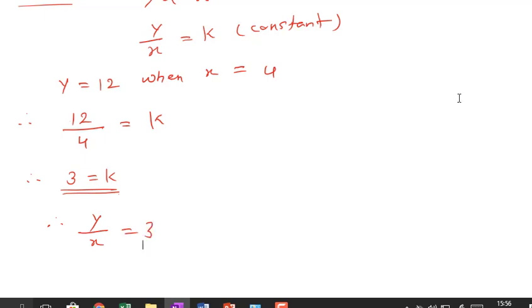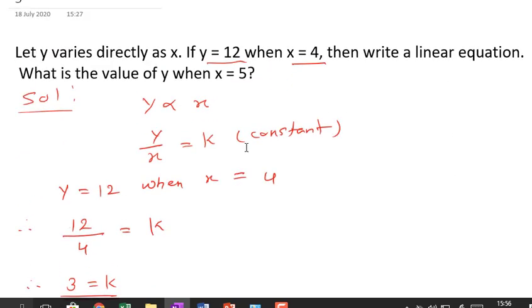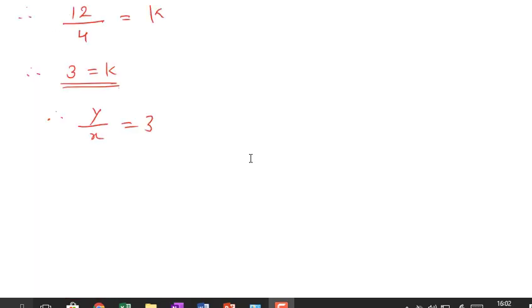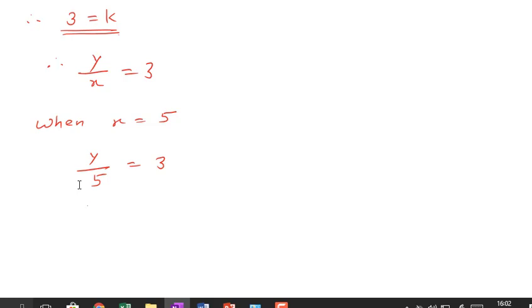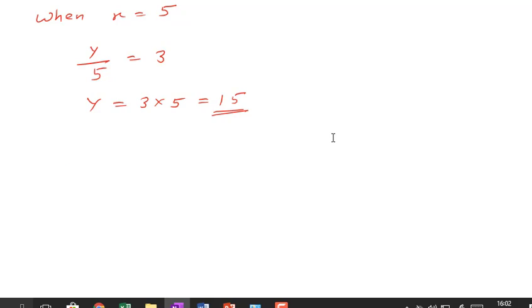Now they ask us to find the value of y when x is equal to 5. I will say that when x is 5, I have y upon 5 is equal to 3. That gives me the value of y as 3 into 5. 3 fives are 15. So when x is 5, y is 15. So this is our answer. y is equal to 15.